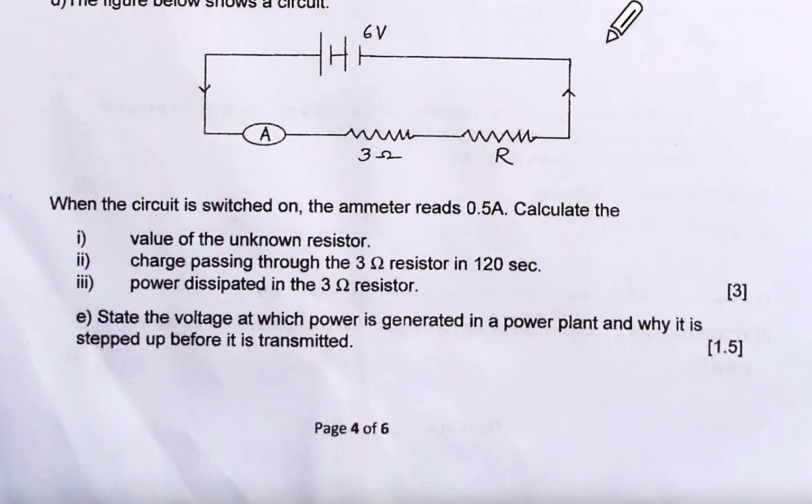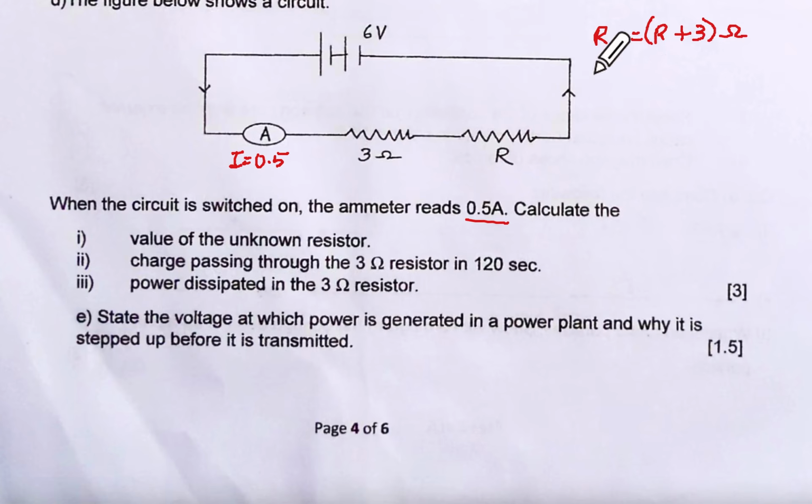How is this one? 6 volt. The circuit is switched on. The ammeter reads 0.5, so this is I in the circuit, 0.5. Calculate the value of unknown resistor. So what do we have? Rs is going to be R plus 3. Put bracket and write ohm.